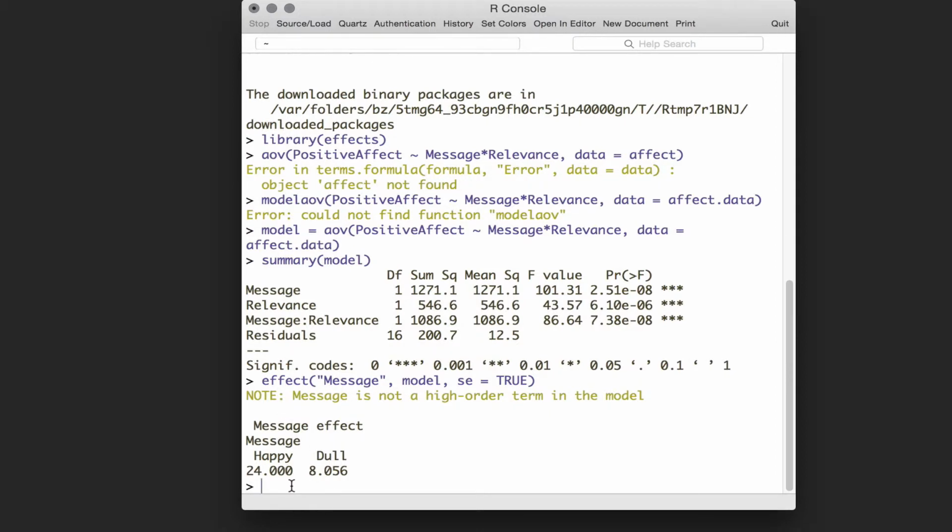But anyway, some people like to interpret them. So we know that the main effect of message is telling us that in general a happier message resulted in a higher positive affect than a dull message. Let's run the same function but for the relevance factor.